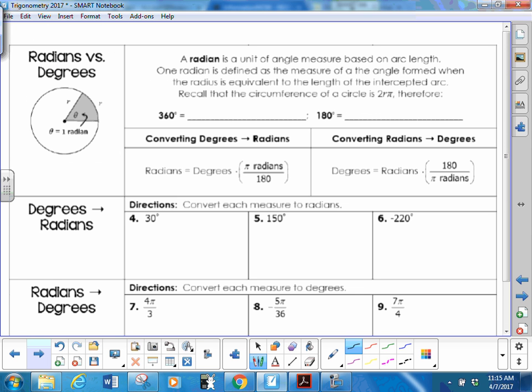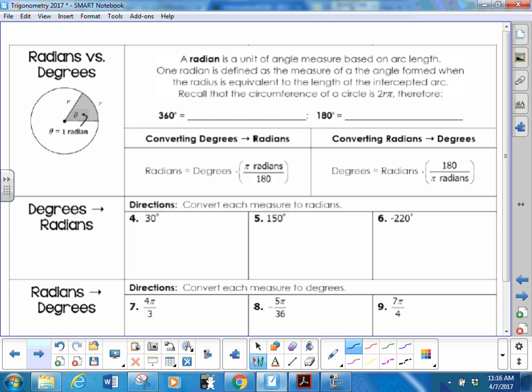Radians versus degrees, and we talked about that. We talked about how you can look at something in feet, and then you can look at it in inches, and we know how to convert. So this will be a little bit of a review, but a radian is based on the arc length. If you'll remember, we took the little pipe cleaners and measured the arc length around. We figured out what happened there.